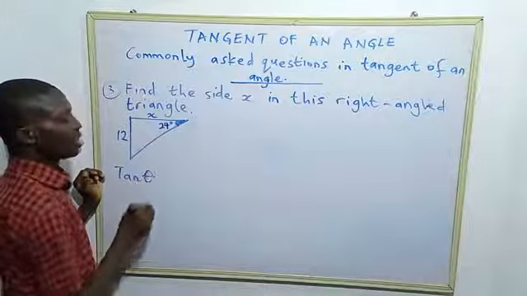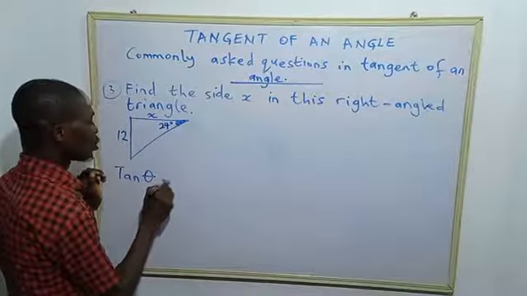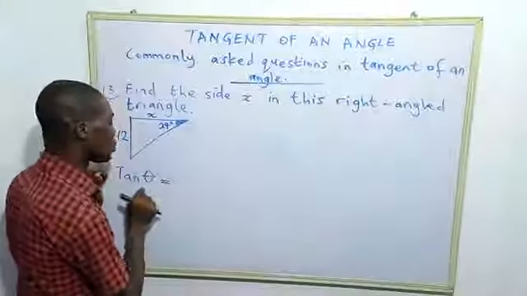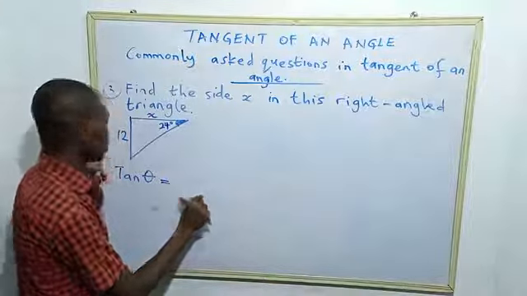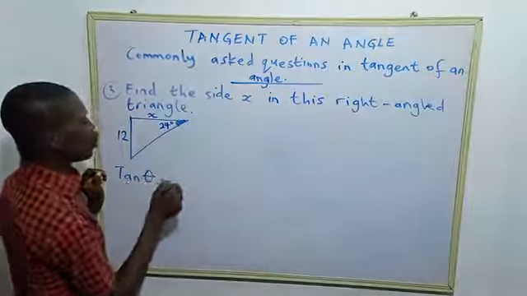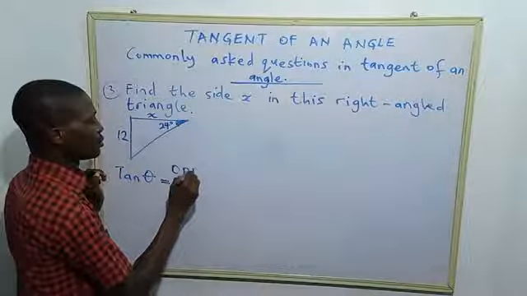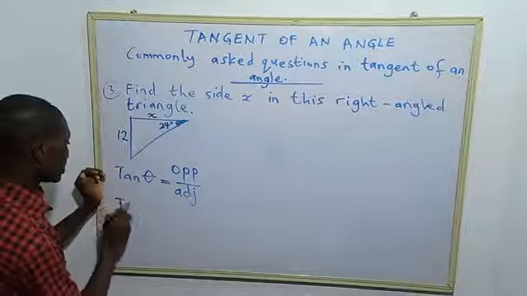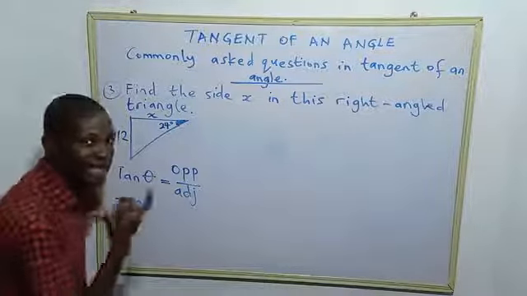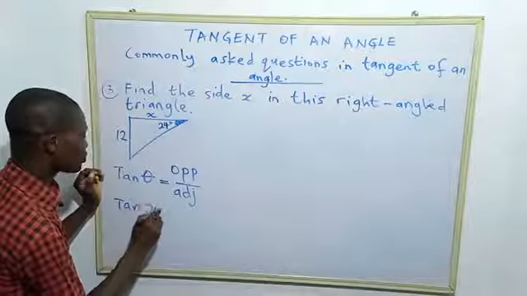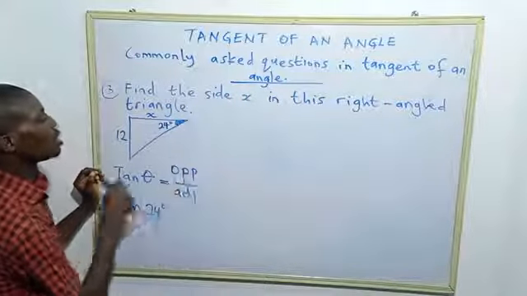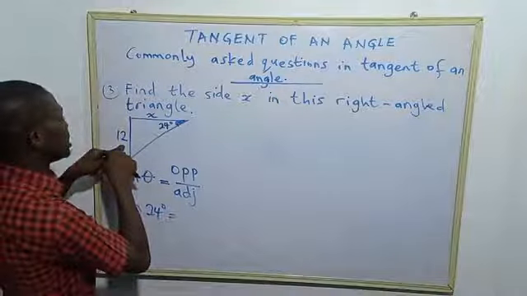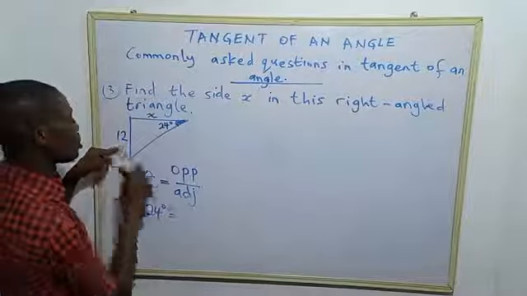Let's use theta as our angle. Tan theta equals, theta represents the angle, though given, but ensure that your formula is the first line of your workings. Tan theta equals opposite over adjacent. So tan 24 degrees equals opposite. What's the opposite in this? The opposite side, I've told you, is the side that is facing the angle, 12, right?